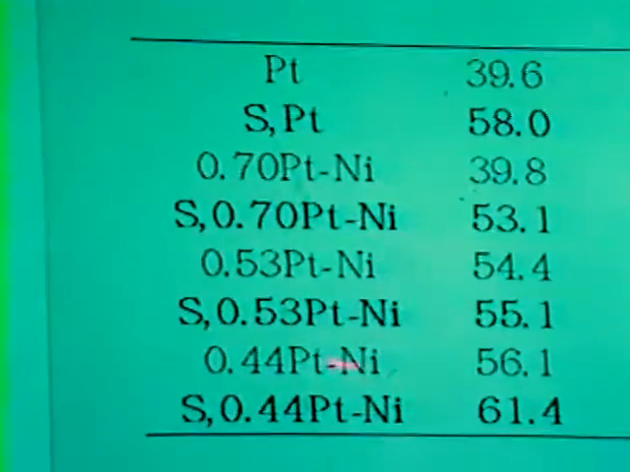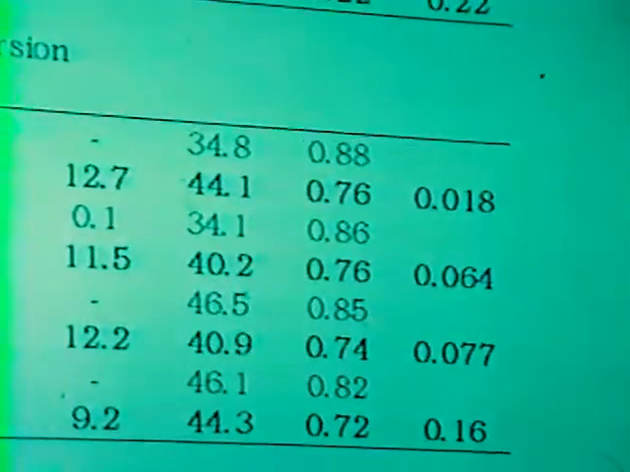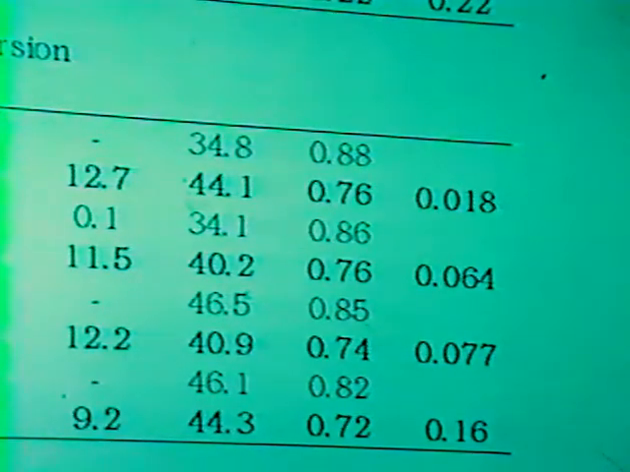If we come down to this sample, which has a lot of nickel, again, before exposure to sulfur and after, the selectivity is not much affected. But if we look at what happens to the activity, in this case we still have about 20% of the activity after exposure to sulfur, while we only had about 2% after exposure to sulfur for the platinum only.